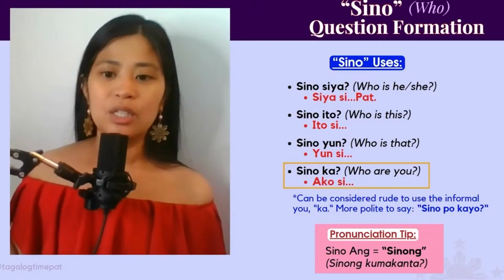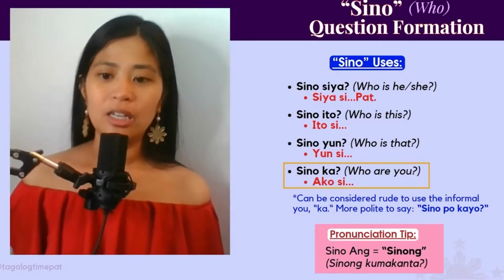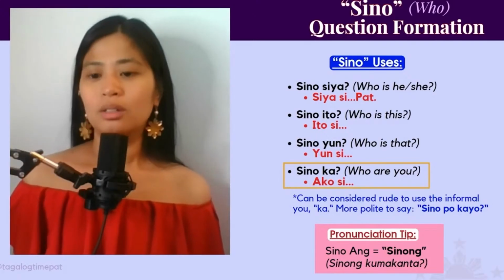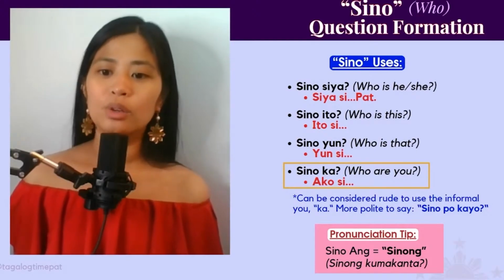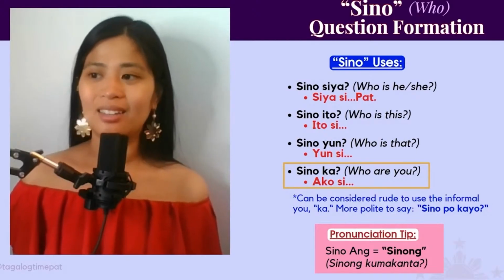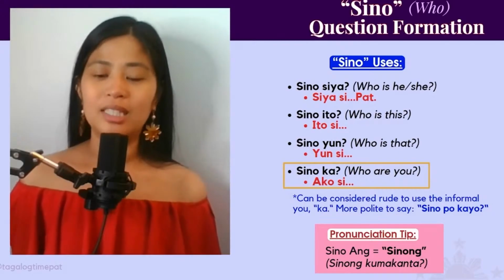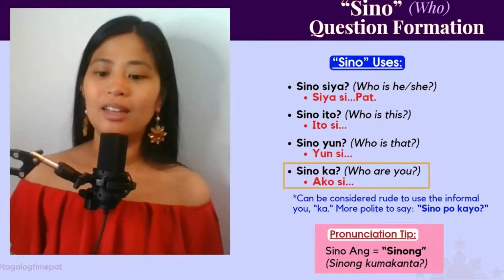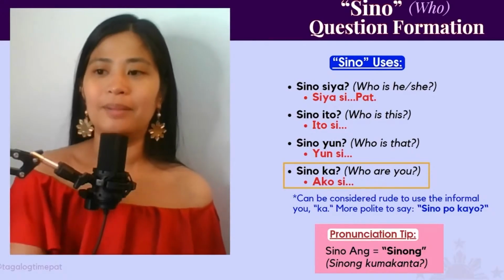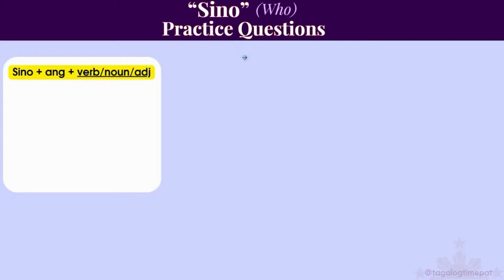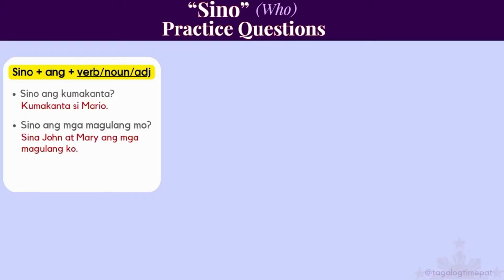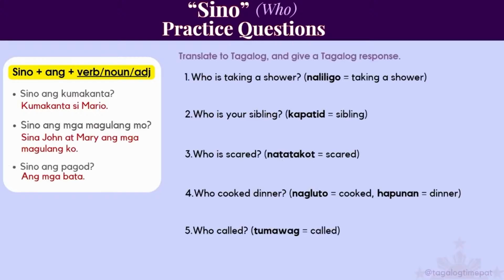And then just a pronunciation tip. If you have sino ang in a question, you might hear sinong. So they put it together. So sinong kumakanta? Who is singing? Instead of sino ang kumakanta, it's sinong kumakanta. Okay? Now let's practice some translations when we're using sino in a question. So sino ang plus a verb, noun or object or adjective. And here are the examples there.